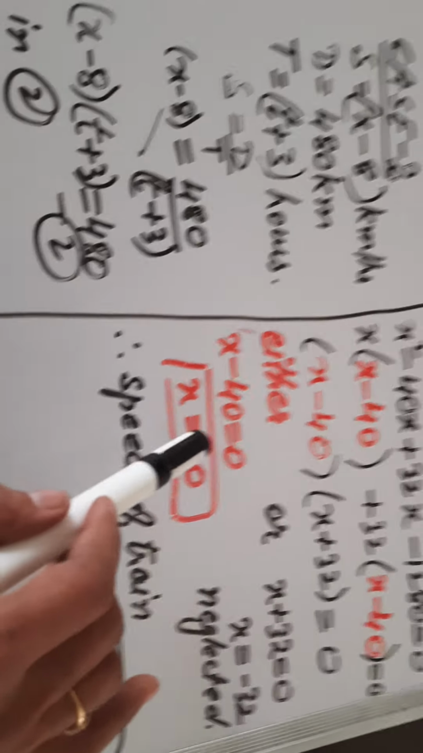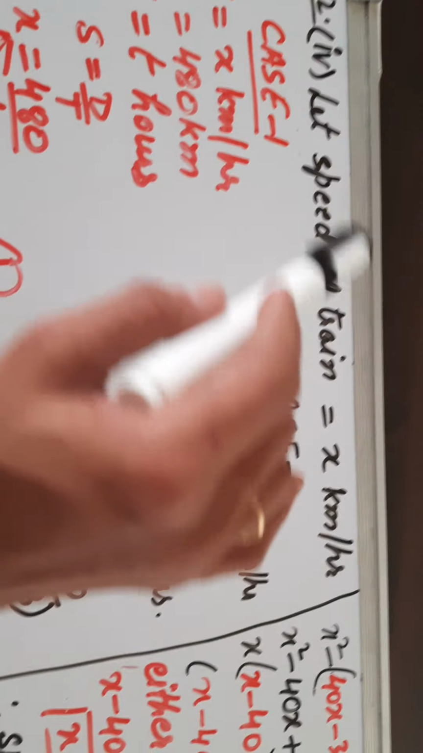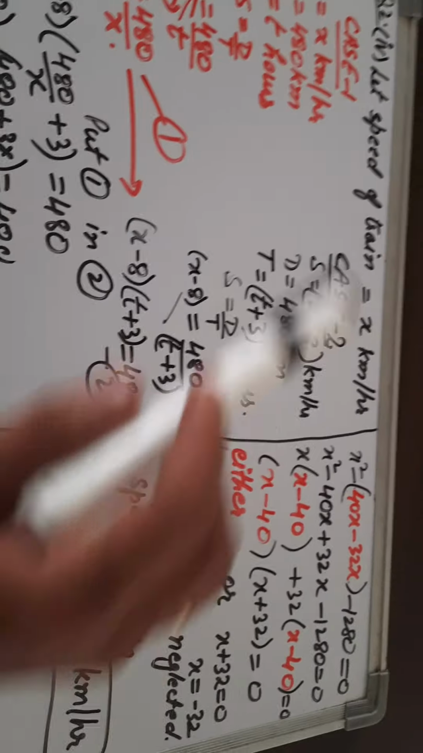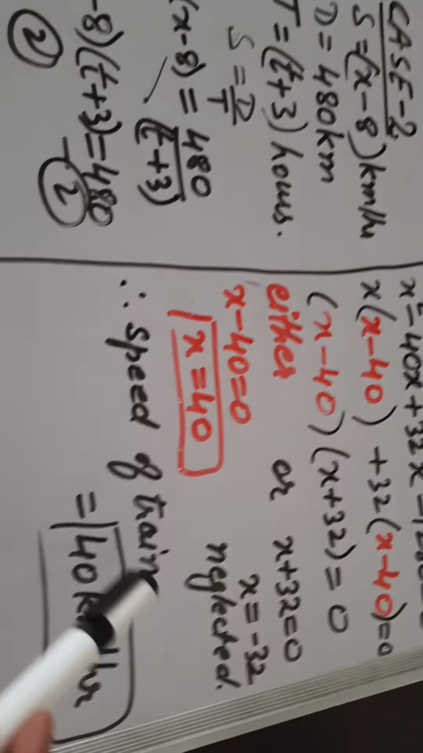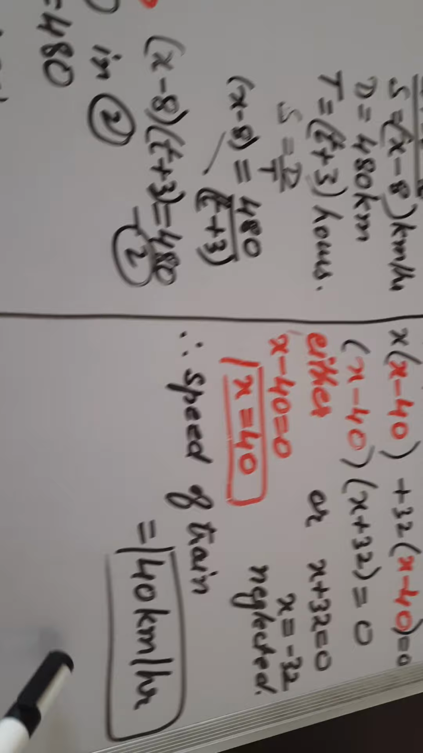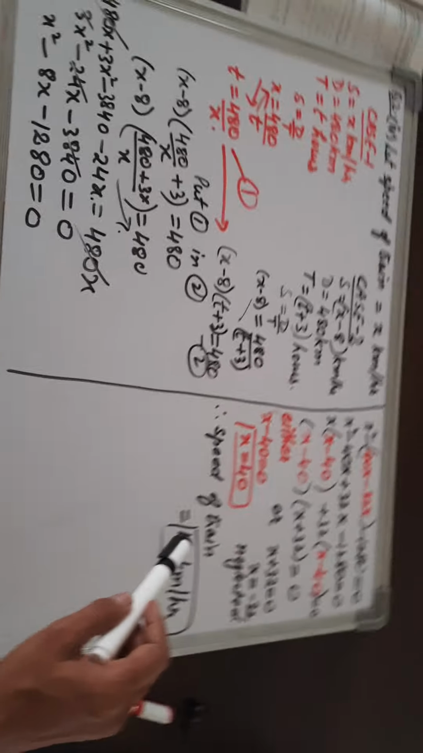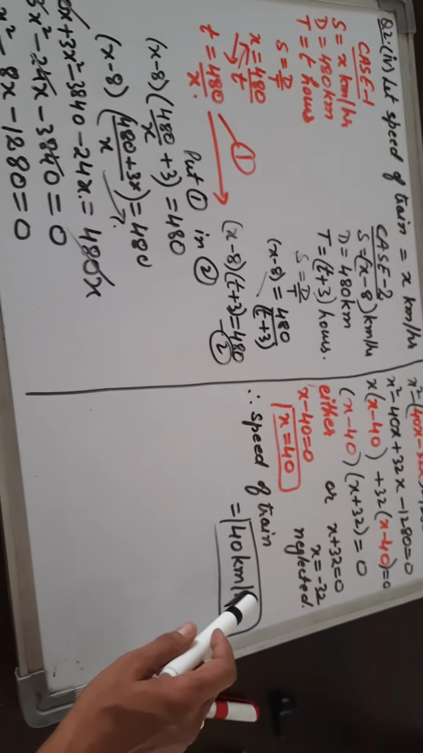So we'll consider this as the speed of the train, and we'll end the question with the answer, the statement which we have written at the very beginning. Just remove 'let', we'll write: therefore the speed of the train is 40 km per hour. Do not forget to write the units, because your half marks will be deducted if you do not write the units.